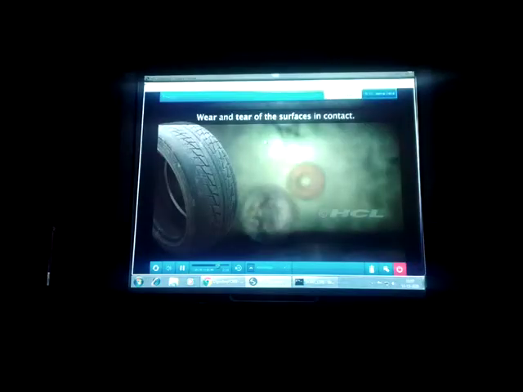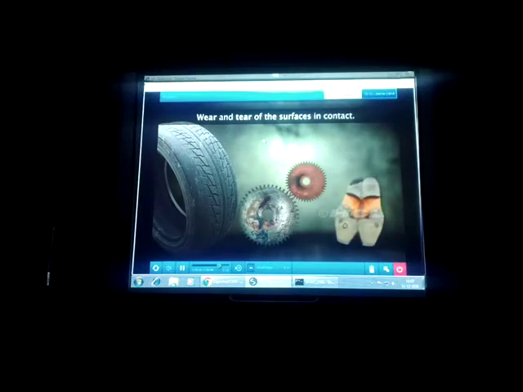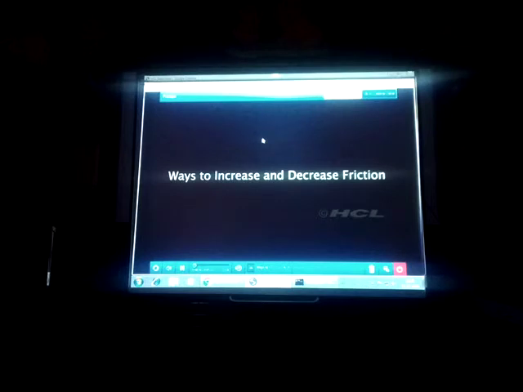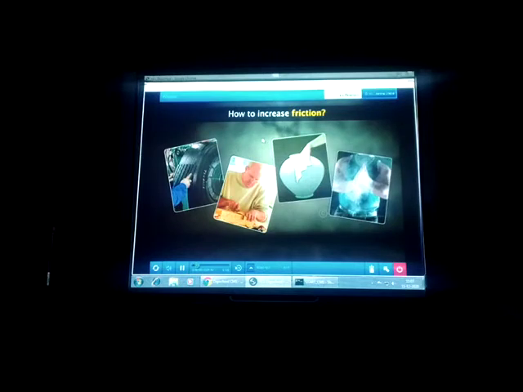Friction is also a nuisance because it changes kinetic energy into heat, which is usually wasted. Friction tends to cause wear and tear at the surfaces, resulting in damage and accidents. In some instances, we need to increase friction and in some to reduce it. There are ways to do this.